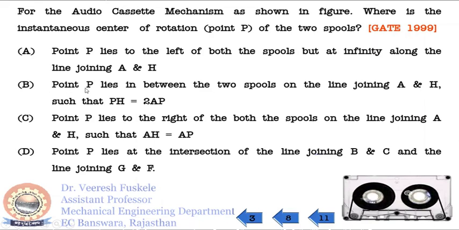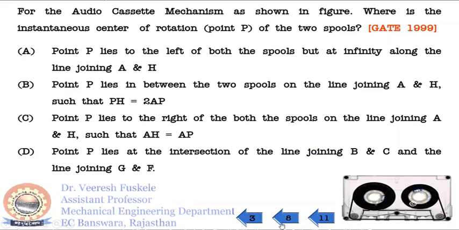Second is point P lies in between the two spools on the line joining A and H. This is very much clear from Kennedy's theorem. It will definitely lie on the line joining A and H. So this is common in three of the options, but the difference is here: PH is equal to 2AP, and in the other, AH should be equal to AP. In option B, it is lying in between the two spools, and in option C, it is lying to the right of both the spools.